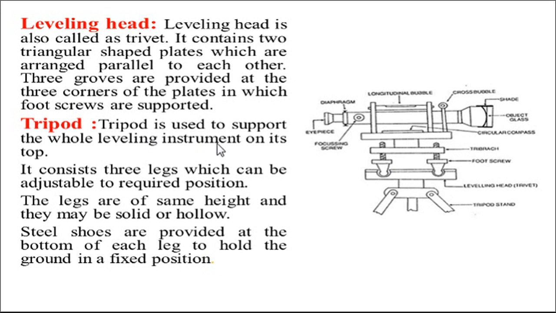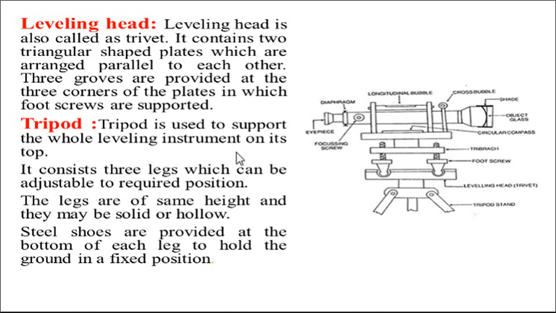Then next one, tripod or tripod stand. Tripod is a support to the whole leveling instrument on its top. So here there is a tripod stand. At top there is one base to the tripod stand. So this leveling instrument can be fixed with the help of a screw provided over here on this tripod stand.